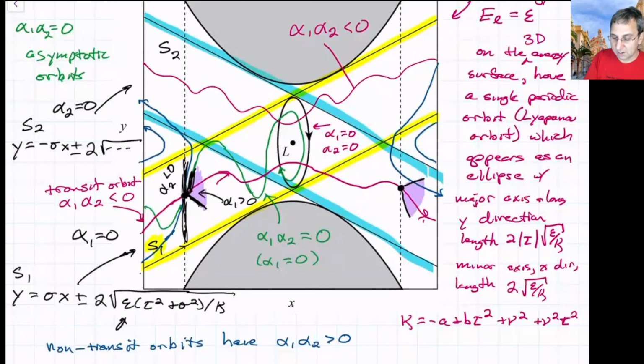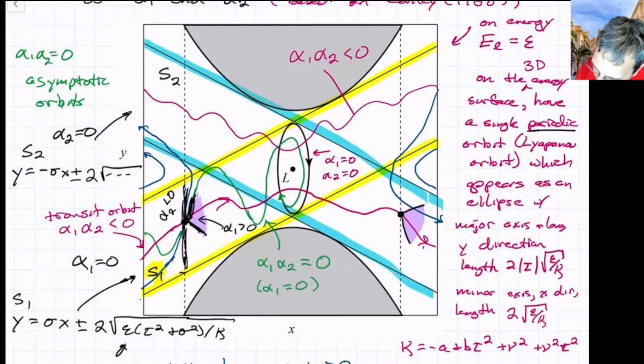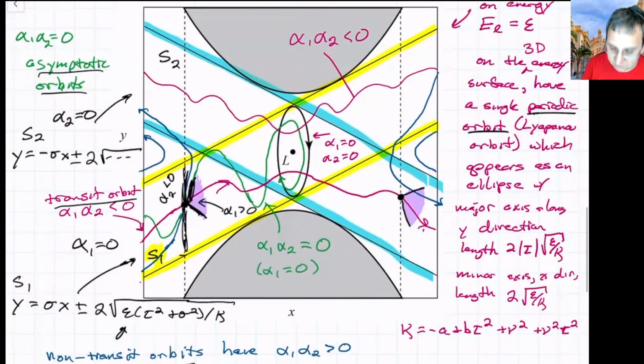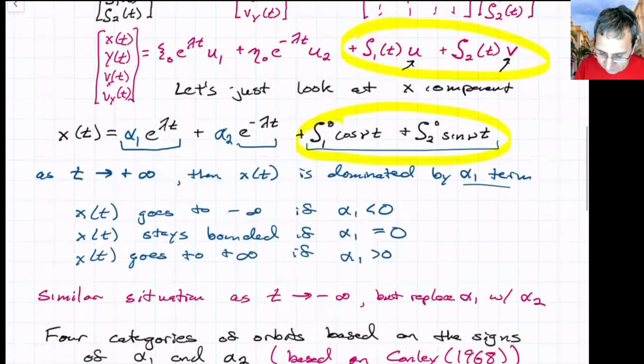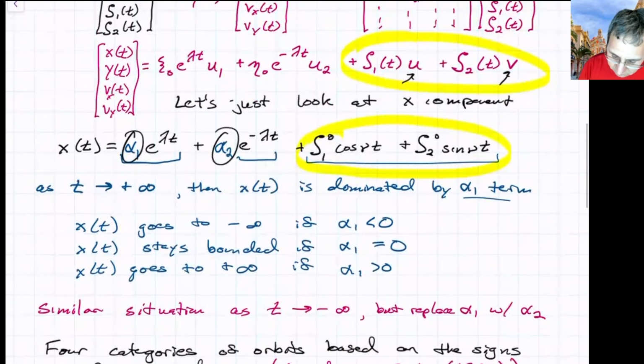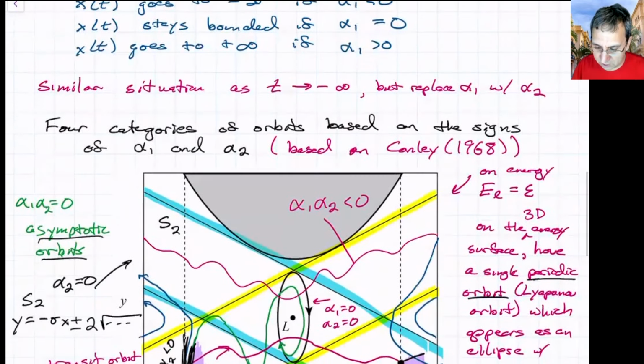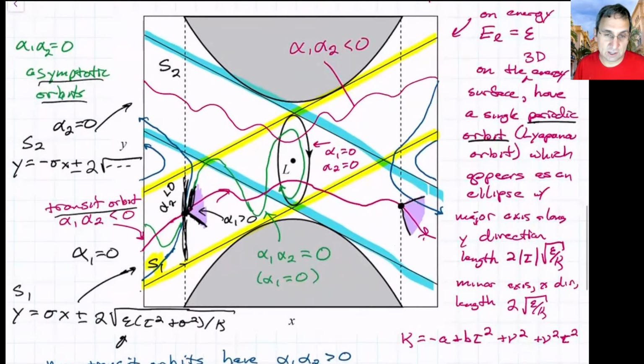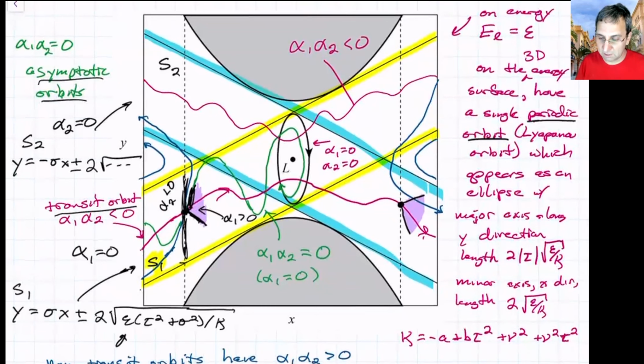If it's on the boundary, you have an asymptotic orbit. So those are the four categories. What do we have again? We have a periodic orbit, the asymptotic orbits, the transit orbits and the non-transit orbits. It's just related to the sign of alpha 1 and alpha 2, which come from initial conditions. You can design trajectories. You could pick initial conditions that do any of these behaviors near the equilibrium point.